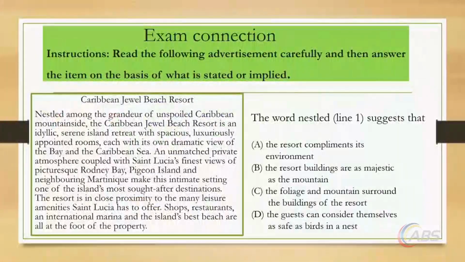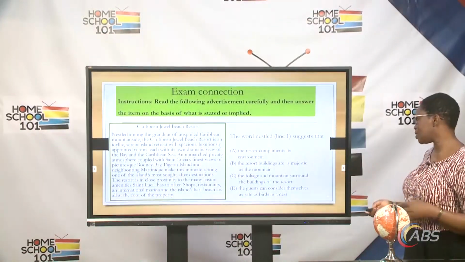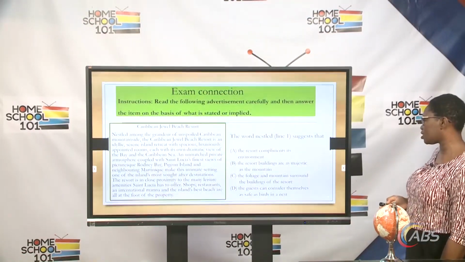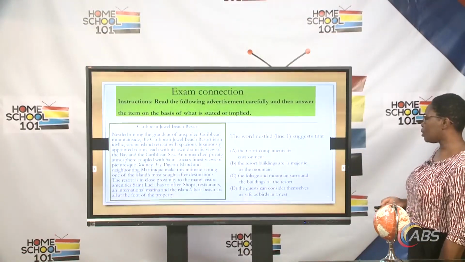Now let us go through this very quickly. The word nestled in line 1 suggests something, so you have to determine what it suggests. In this case, it does not suggest that the resort complements its environment. It does not suggest that the resort buildings are as majestic as the mountain. If you know the meaning of the word nestled, it means that it is protected by the landscape, mountains and trees. So when you come to C, you see the foliage and mountains surround the buildings of the resort. And you apply that to the passage, but you're not going to stop there.